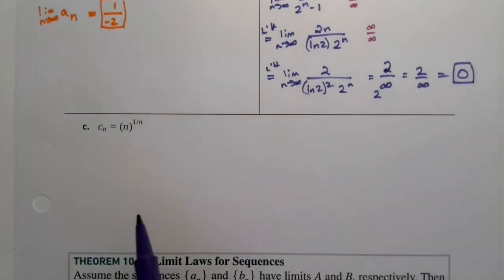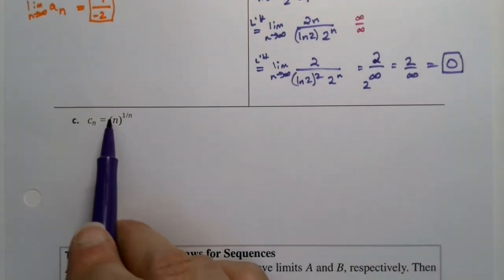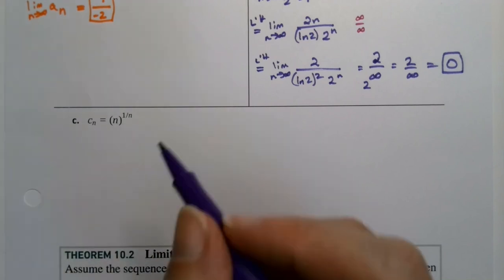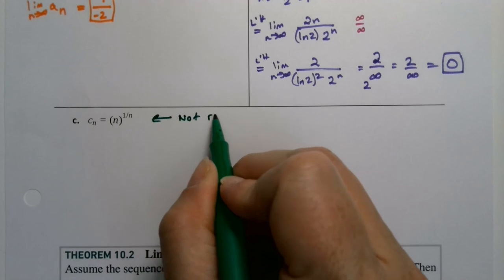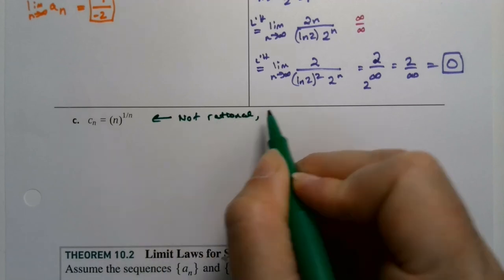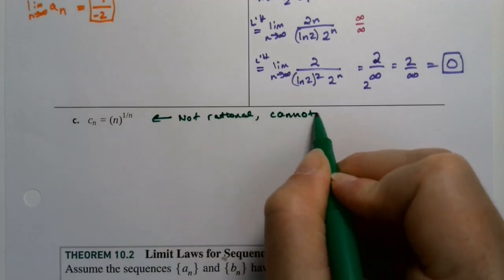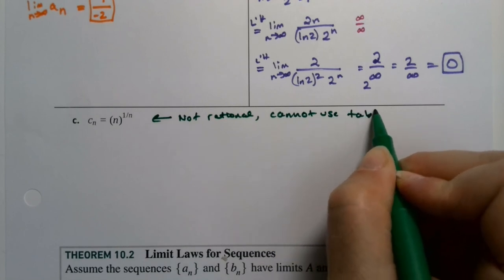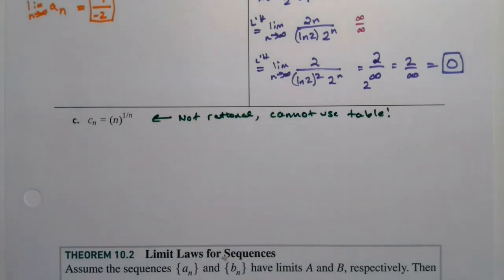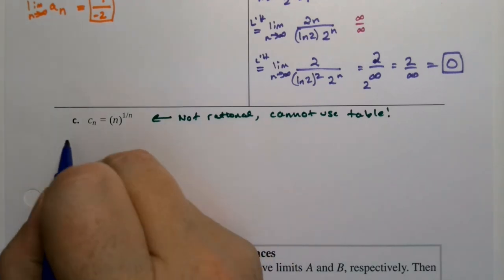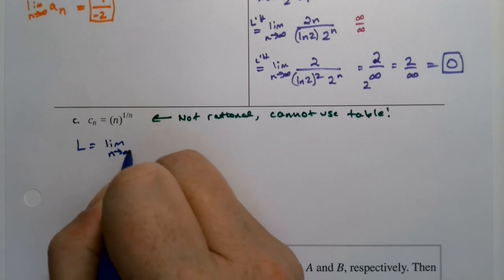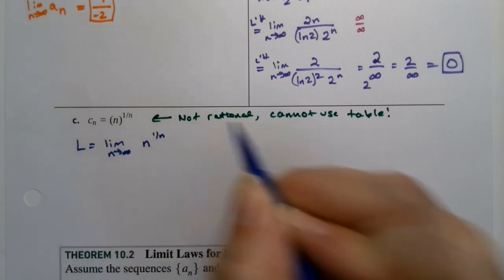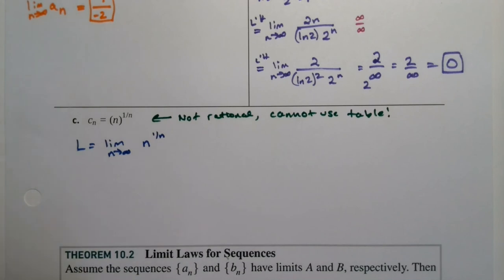All right, next one. Oh, our favorite. We love it when it's like this. All right, again, cannot use, right? This is not rational, cannot use that table. So we'll have to do this longhand. All right, so we'll let L equal the limit as n goes to infinity of n to the 1 over n. And you're thinking, that sounds familiar. Yes, it's because we've done it before.